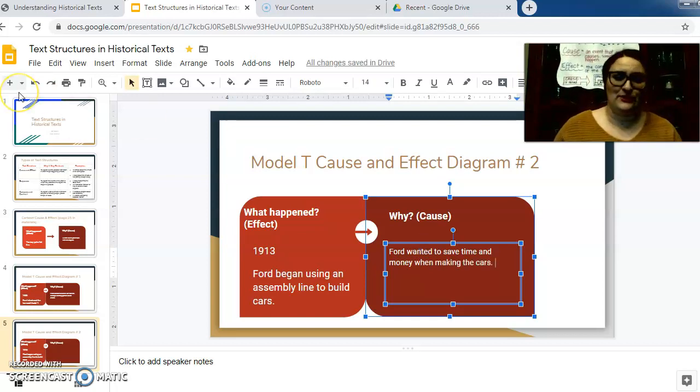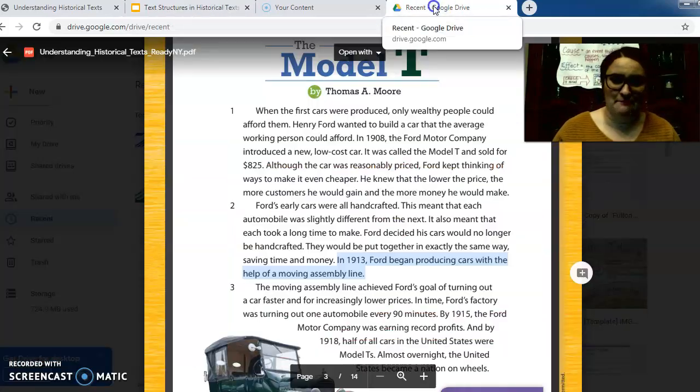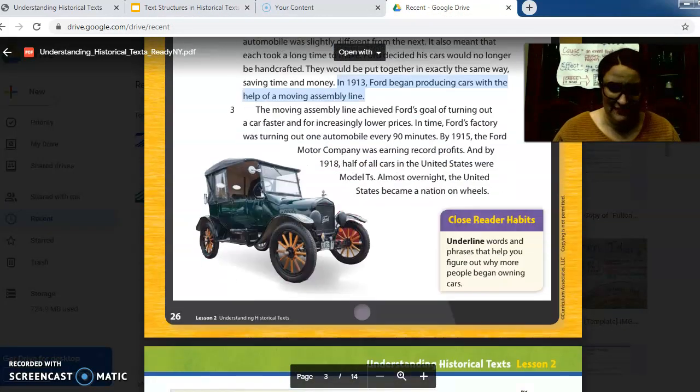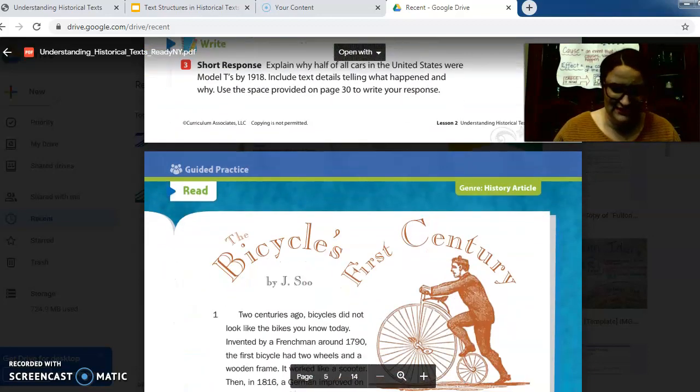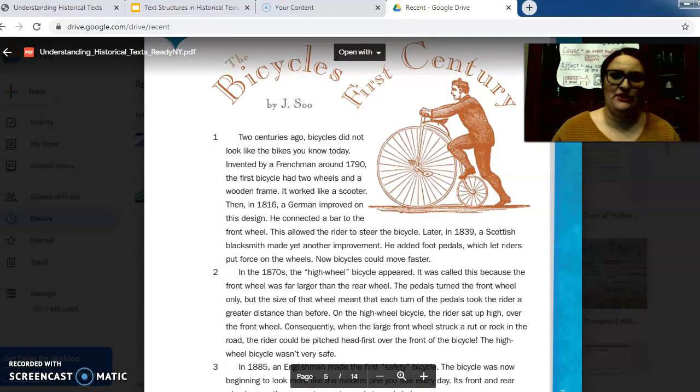Okay, so what you're going to do is you're going to read the next text about bicycles. I believe it's called the Bicycle's First Century. And you're going to answer the comprehension questions on your Google Forms, and you're going to complete the Google Doc.